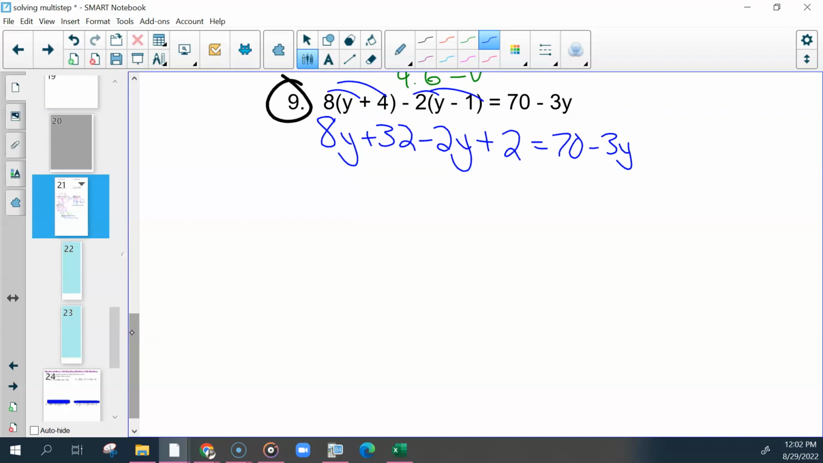Can we combine like terms on either side of that equal sign? I say so. What can we combine there? 8y, negative 2y, to get 6y. Any other like terms? Is 2 and 32, yes. To get 34.